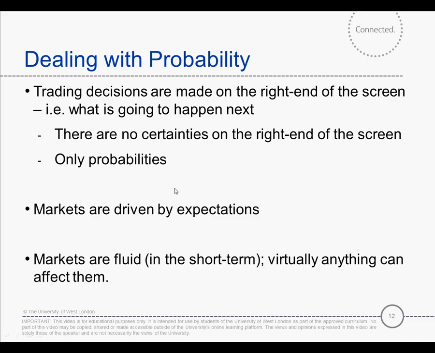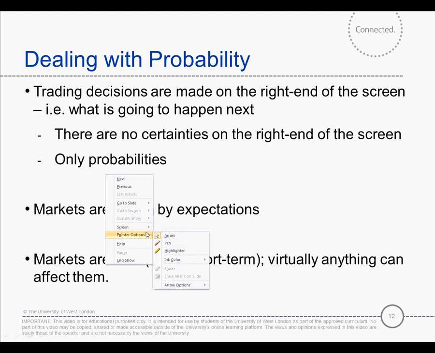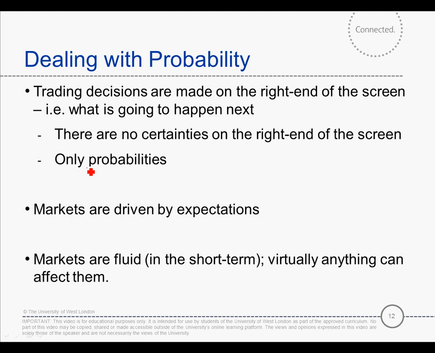And there is no certainty. There is no certainty that it's going to go down, it's going to go up, which direction it's going to move, what happens next. There is only probability. And that's why the science of trading is built around probability theory. Now, the reason for that is markets are driven, like I said, by expectations.